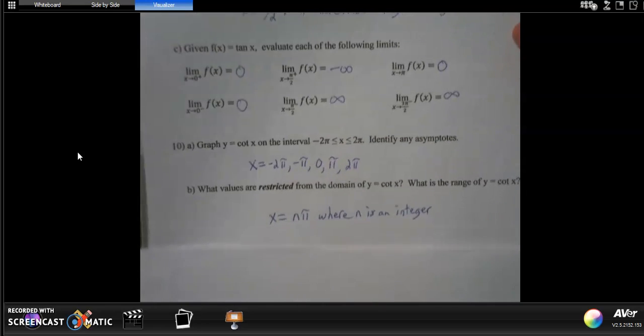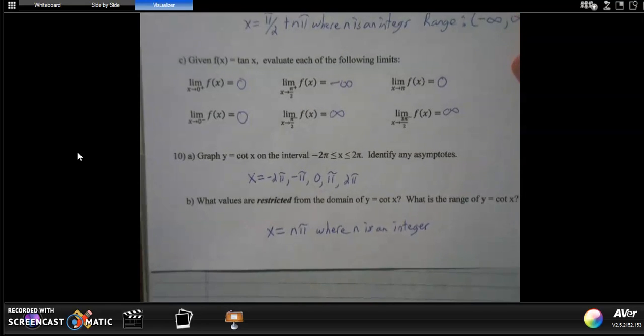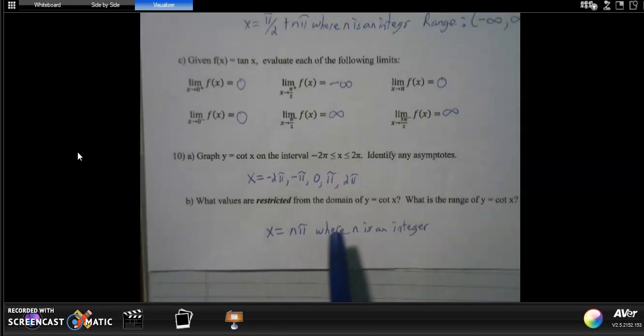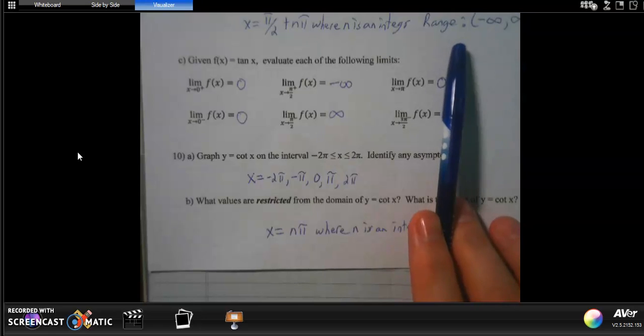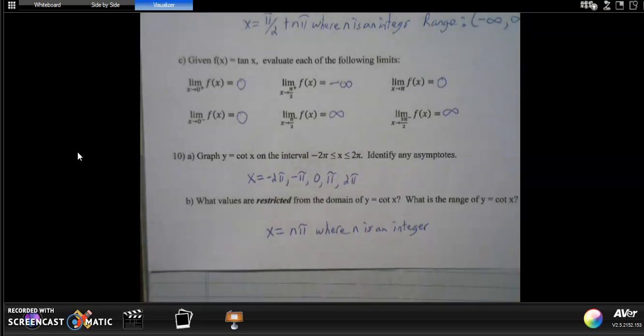And then for the cotangent curve, this is now cosine divided by sine of x. So these will be the same asymptotes as the cosecant curve. So x equals n times pi, where n is any integer. The range of cotangent is the same as the range for tangent. I just didn't write it. Negative infinity to infinity. So that's the reciprocal trig. And again, just using your calculator to graph them is the best thing to do.